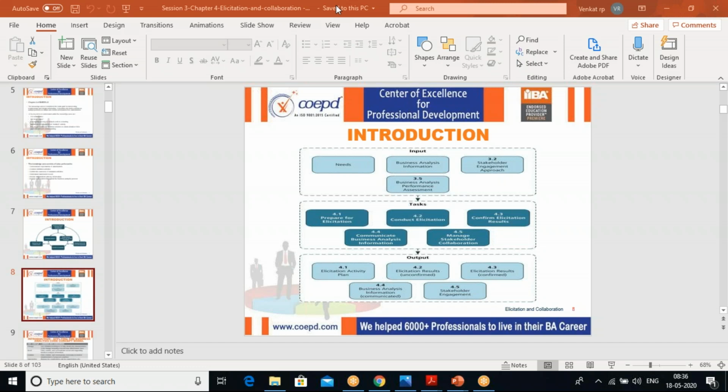So for both of these, how we are going to communicate this business analysis information, and then manage stakeholder collaboration. That means how we are going to collaborate with each stakeholder, like we have this RACI matrix or the like. So we will understand how we are going to collaborate with them. So these are the 5 tasks which are involved in elicitation and collaboration.